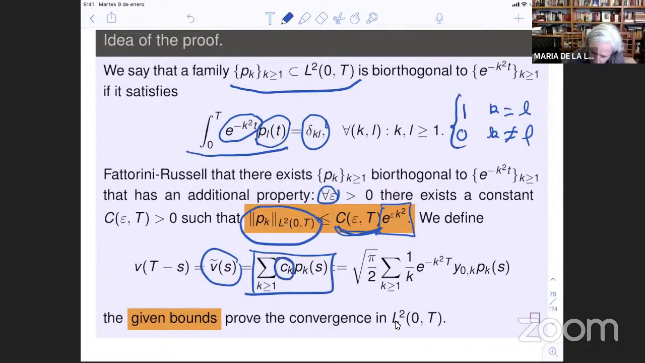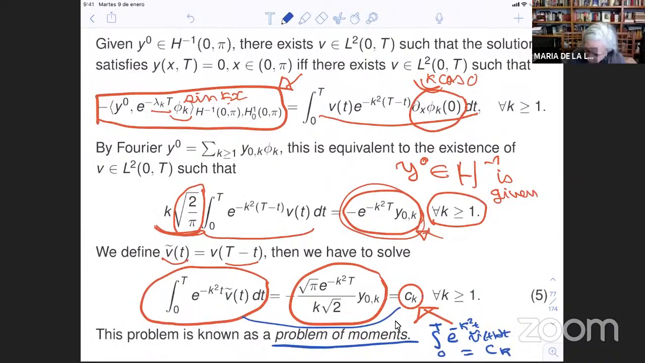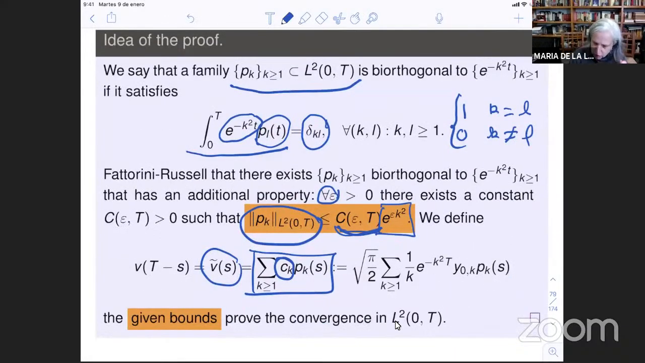So remember that what we want to solve is this equality: the integral of the exponential of minus k squared t times v tilde of t equal to ck. So you can define your control as ck, the right-hand side of the equality you want to solve, times this family that is orthonormal to the exponentials. So you construct your V as a sum of this series.